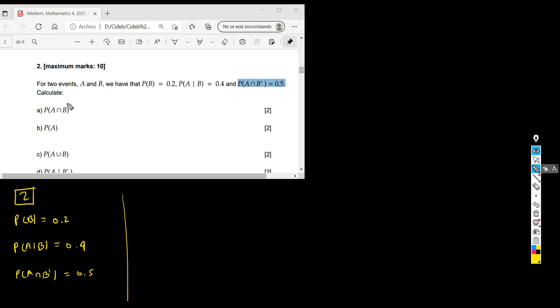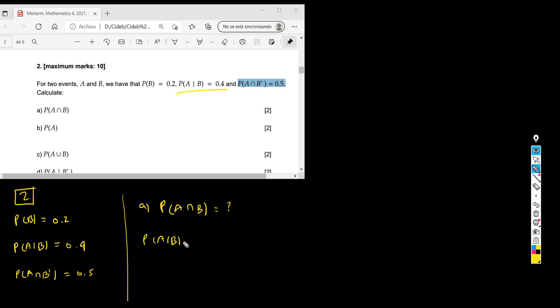Okay, so question A. Find the probability of A intersection B. Okay, so can I use this? No, no, because I don't know whether A and B are independent. I don't know that. At least not yet. So how do I find this? Well, let me use this thing.